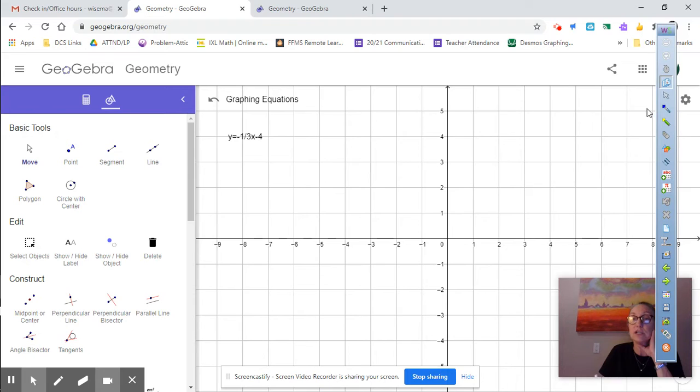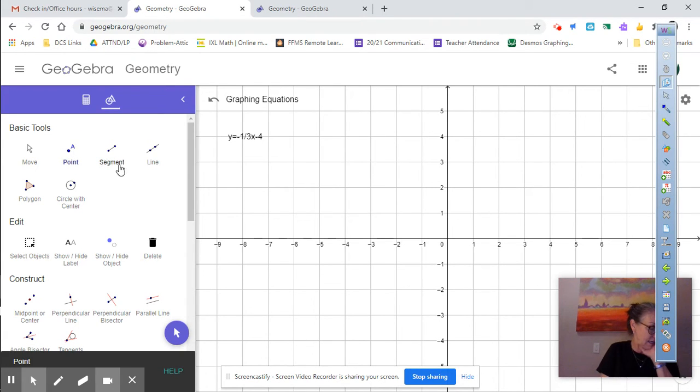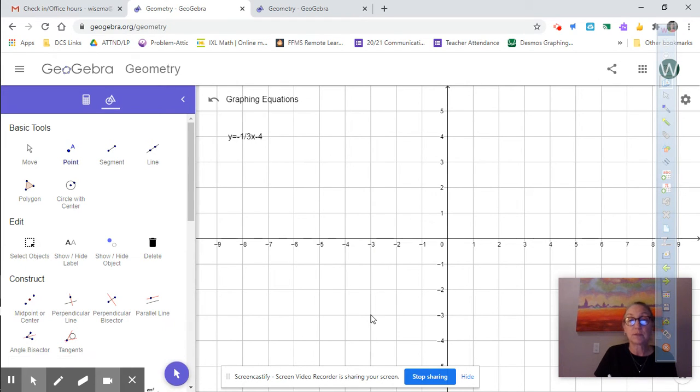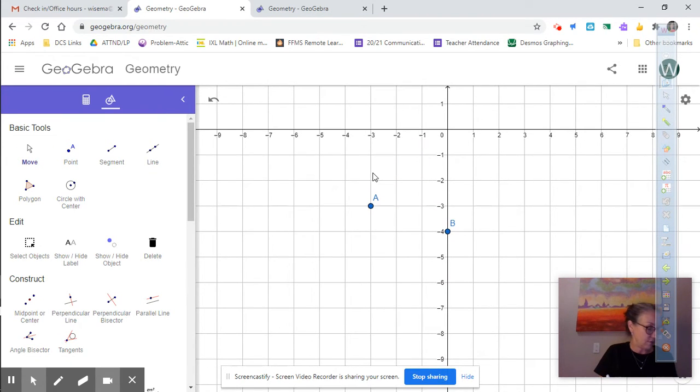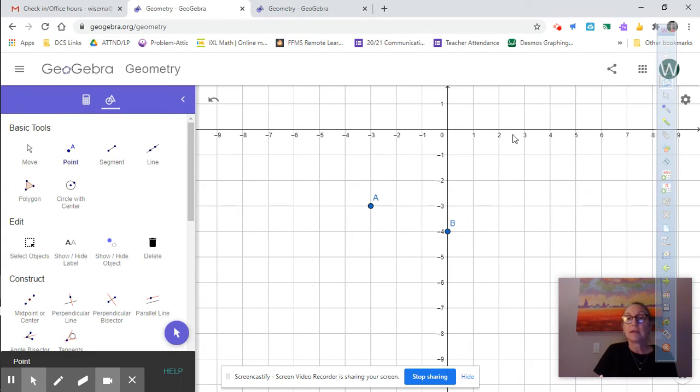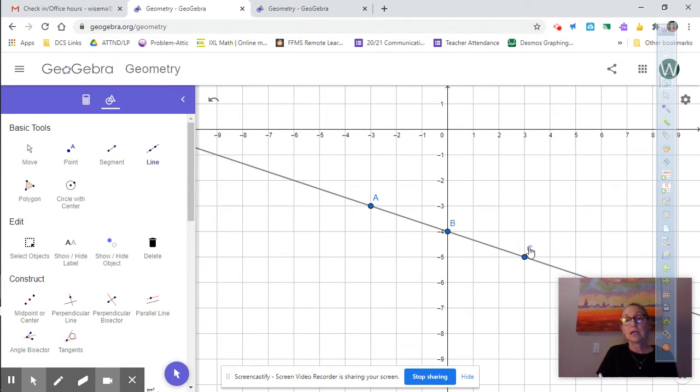So there's my equation. Let's go ahead and plot these points. And I'm going to do -3, 3, I mean -3, -3. I'm going to point here. And then I've got 0, -4. Got that there. I'm going to move this up a little bit. And then finally, I've got 3, -5, which is down here. Then I'm going to get my line tool and connect point A to point C. And there's my line.